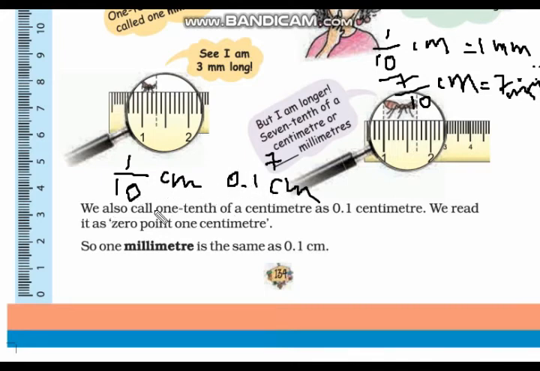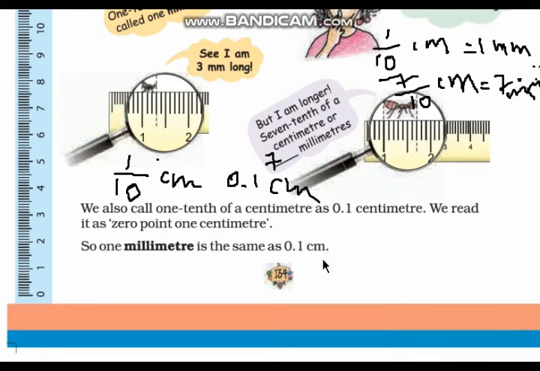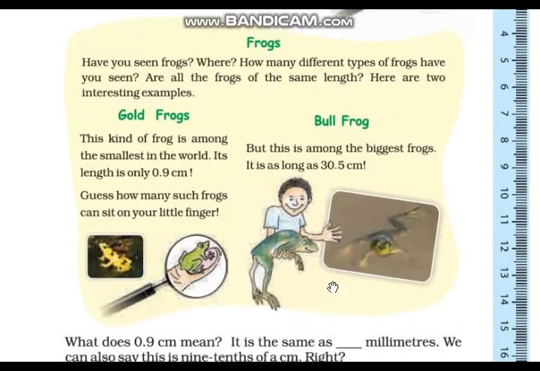This both way we can write 1 millimeter in fractional form and in decimal form. In fractional form 1/10 centimeter, and in decimal form we can also write 0.1 centimeter. So we read it as 0.1 centimeter. So 1 millimeter is the same as 0.1 centimeter. So here we can say that 1 mm is equal to 1/10 centimeter or 0.1 centimeter. These all are same.